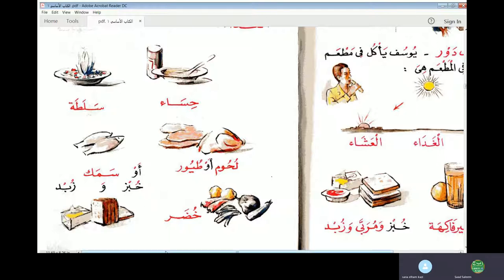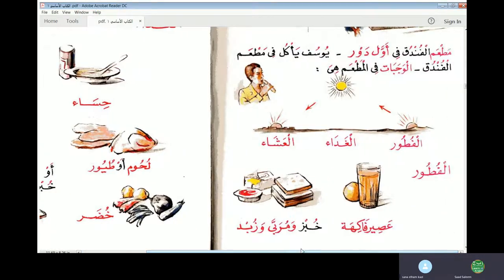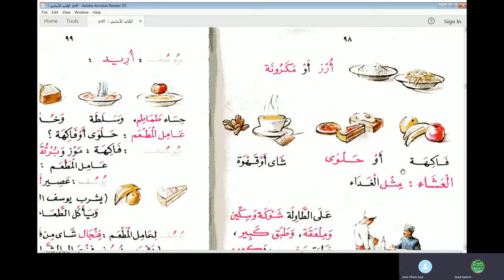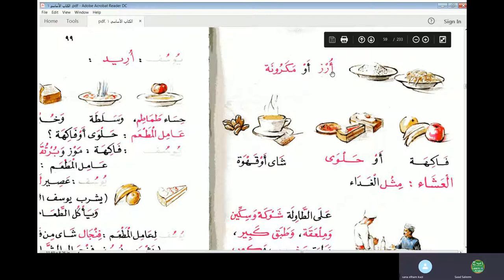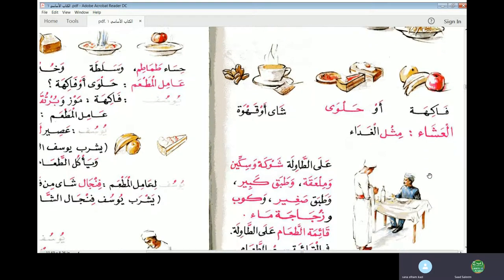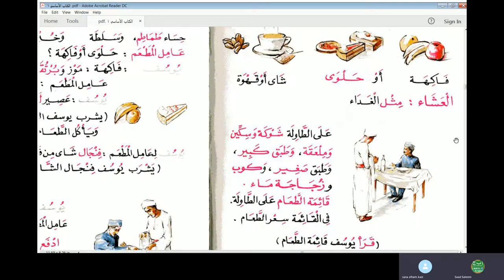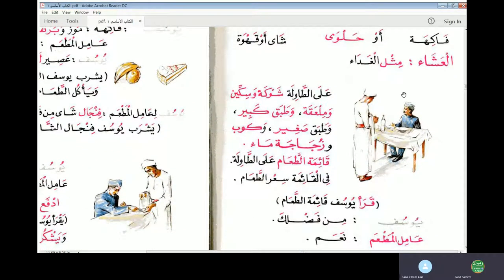Khubzun wa zubdun, bread and butter. Urzun or makrunatun, rice or macaroni. Pakiyatun, fruits. Aw halwun, dessert or sweet dish. Shayun aw kahwatun, tea or coffee. Al asha mithlul ghada, dinner is like lunch.